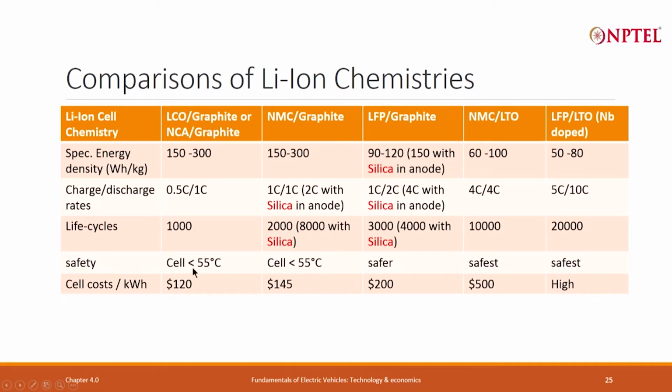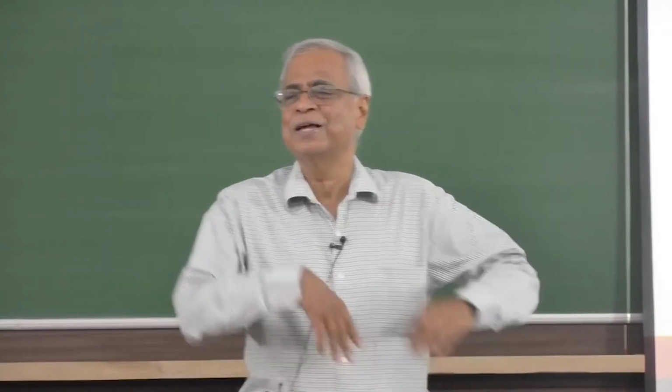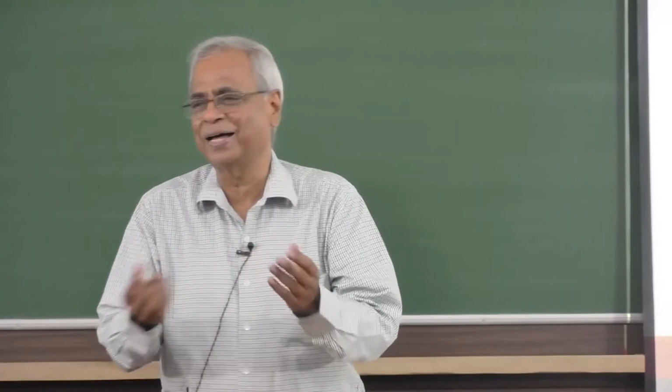energy density. On life cycle, this one had a slightly higher life cycle, but this also has 2000 now, and with silica you are looking at 8000 cycles. So this is also fairly good. Cell temperature has to be 55 degrees centigrade. LFP is safer. Now, we must understand why it is safer. It has less energy density. Anything with less energy density will be safer than anything with higher energy density.